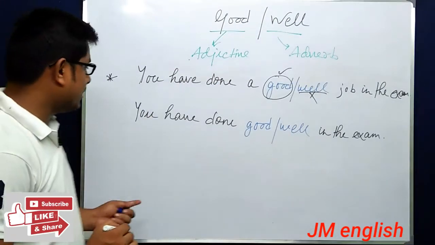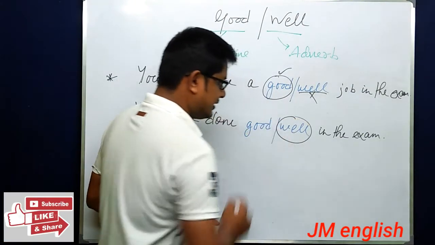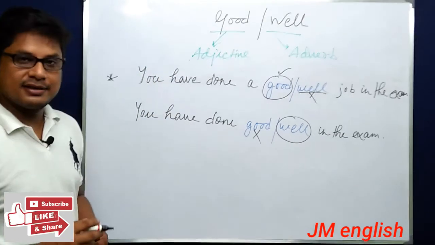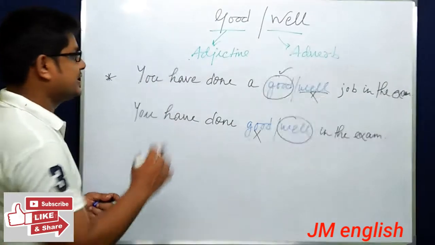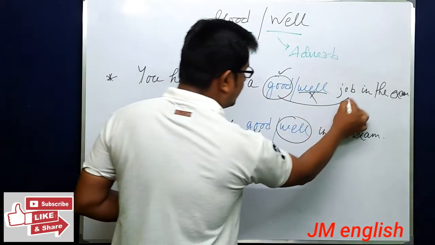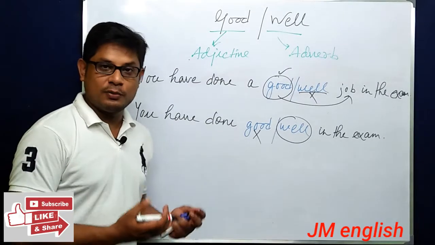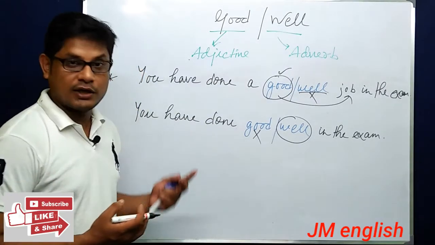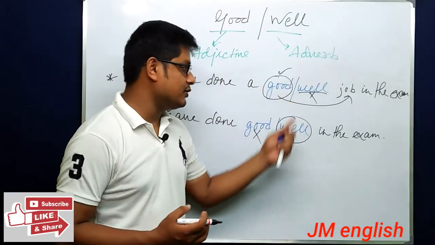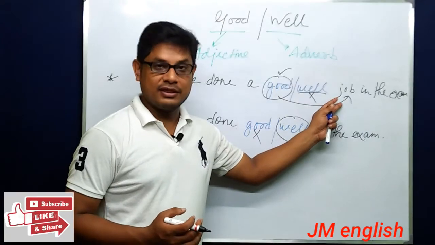Now the second one: you have done well in the exam. This one is right, this one is wrong. Why? Because in the first sentence, good, this adjective, is used to modify job. How is his job in the exam? Good, a good job. So you can use good job, not well job, because well is an adverb, so you cannot use the adverb well with any noun.